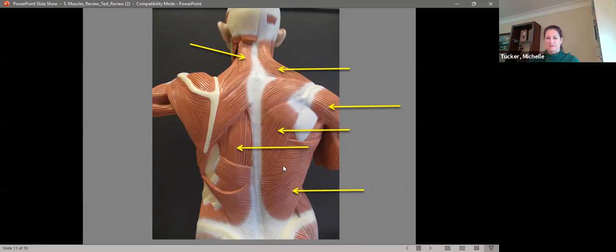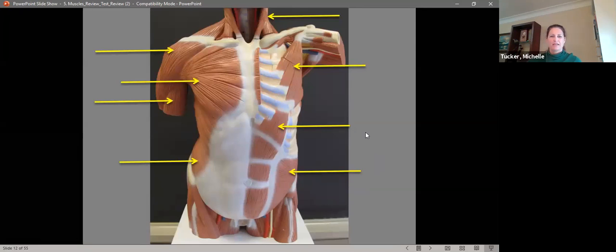This is latissimus dorsi. And if you remove trapezius, you'll see the erector spinae group on the deep side of the torso. Moving on to the front, why don't you go ahead and identify deltoid? We've already done that one on the shoulder. And remember where deltoid is?